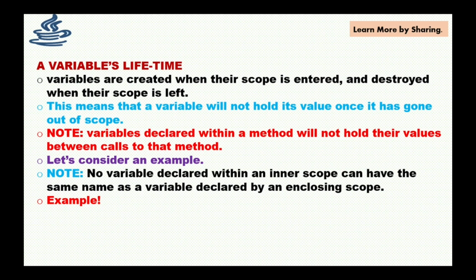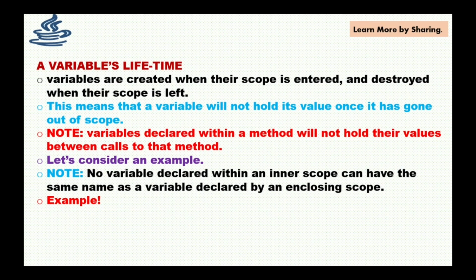We are told that this means that a variable will not hold its value once it has gone out of scope. Note that variables declared within a method will not hold their values between calls to that method. So we should take note of this. Variables that are put in a method, once the method is called and everything is done, those variables die within that scope. So it's important to put variables that we want to use throughout the program on the top part of the class. Local variables are the ones found within the method.